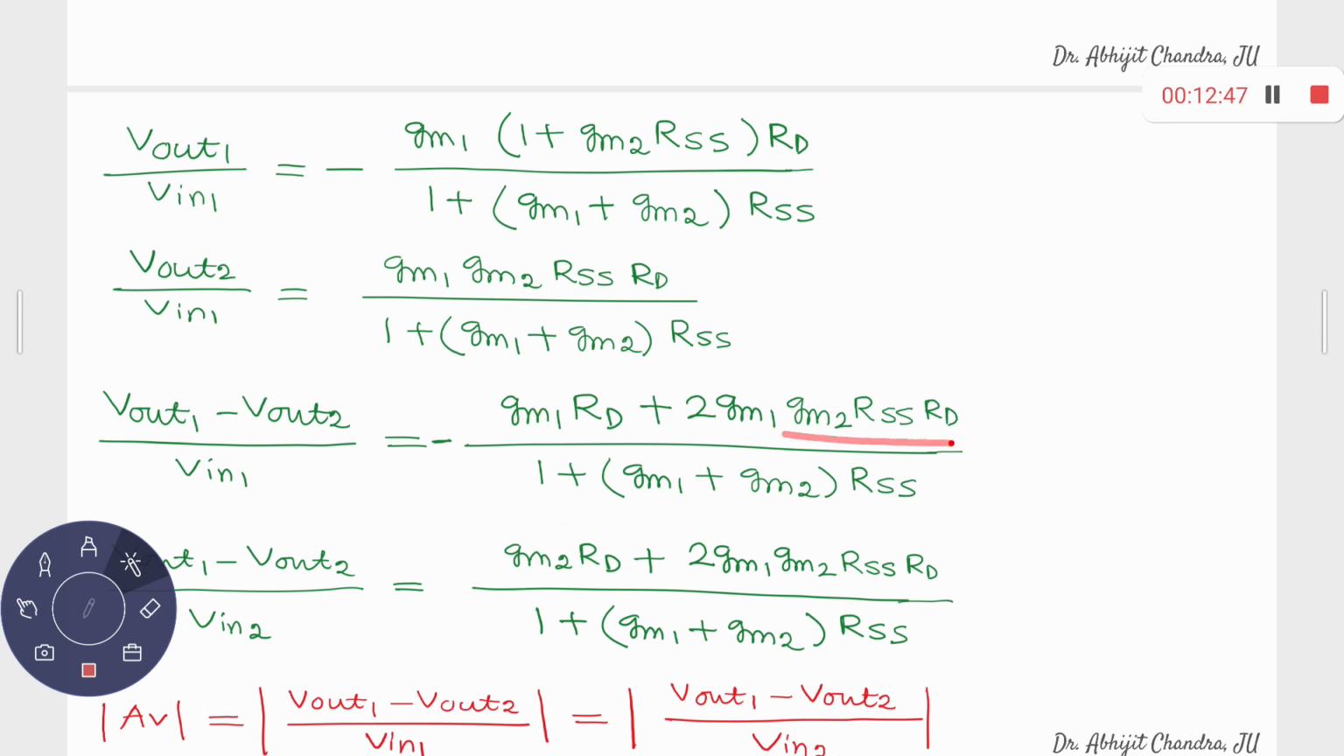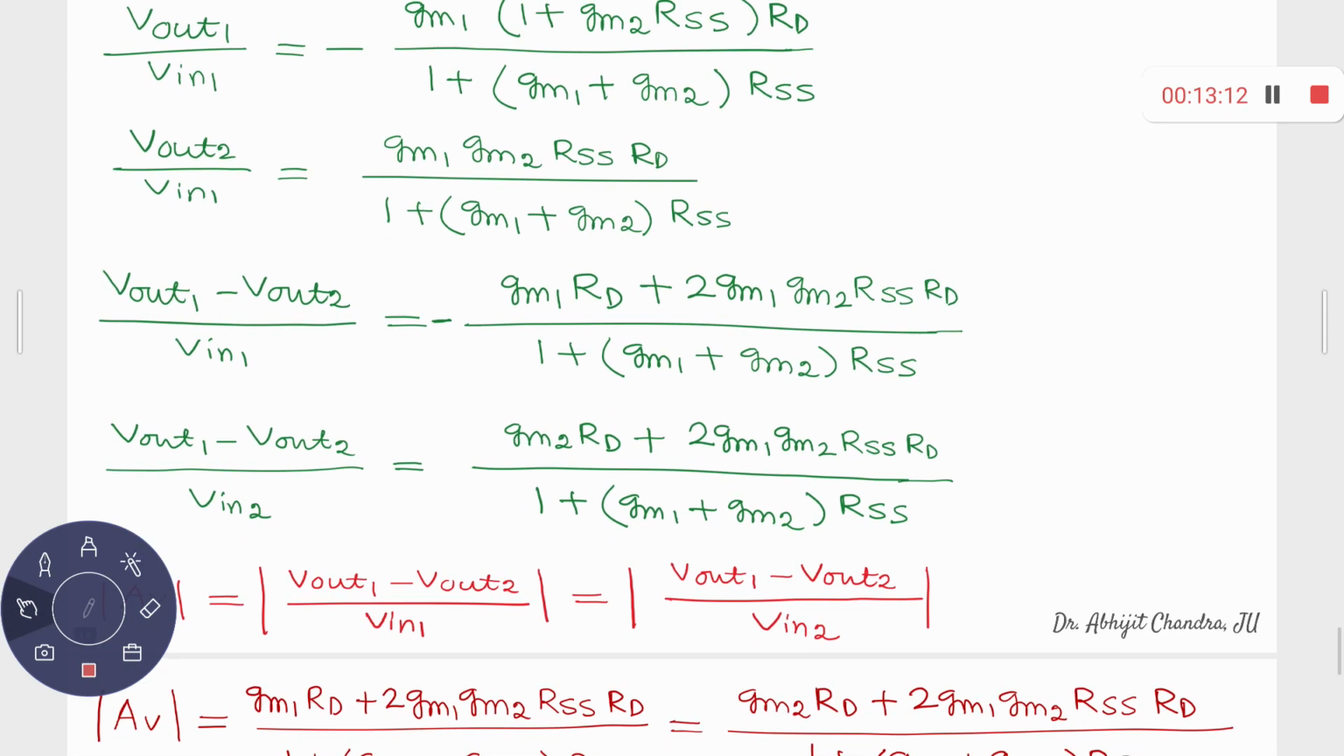Twice GM1 GM2 RSS RT will remain as it is, and 1 plus GM1 plus GM2 RSS will remain as it is. Now remember what is V1, what is the relation between V1 and V2? V1 is basically the opposite of V2. So if you now calculate the mod of this gain and mod of this gain, these two gains should be the same, mod wise. So if I call this mod as AV, then this one must be the same.